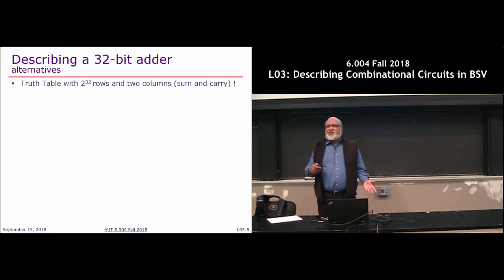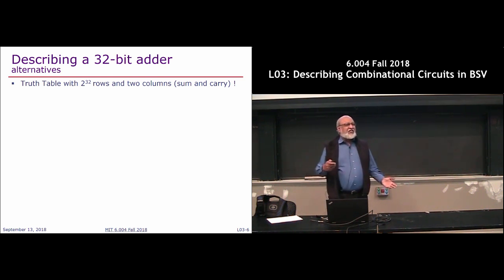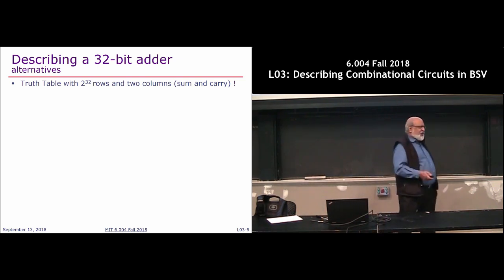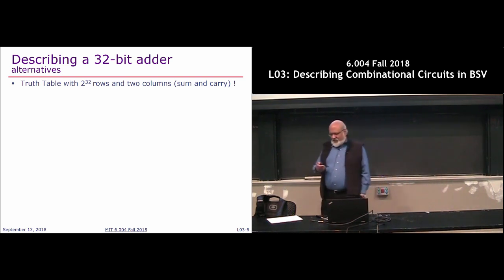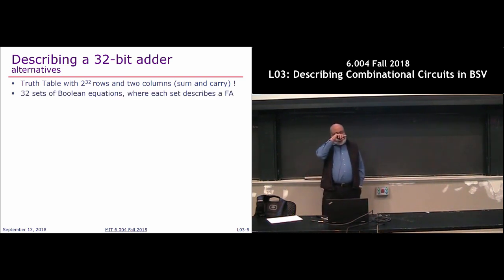What is the problem if I think of a truth table? How big is it? 64 entries? 2 to the 64 entries. That's a humongous number. So this is a non-starter, right? So yes, we can do a truth table, but no, we can't do a truth table, because it's just too big. It's absurd to even think that we could do that.